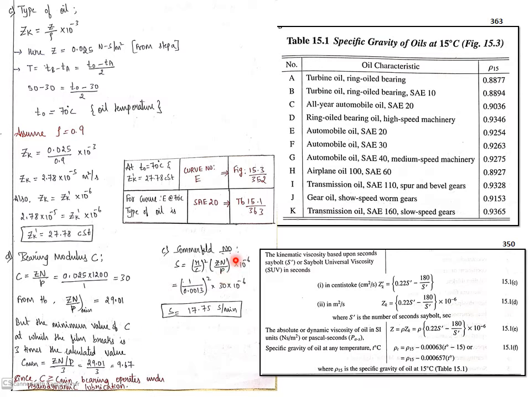Next step is to calculate the Sommerfeld number. You know the value of R by C is Zn by P. If you substitute back, you will get the value of the Sommerfeld number in terms of second per minute.